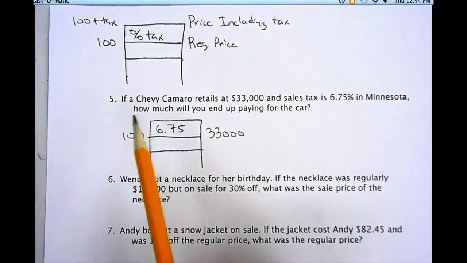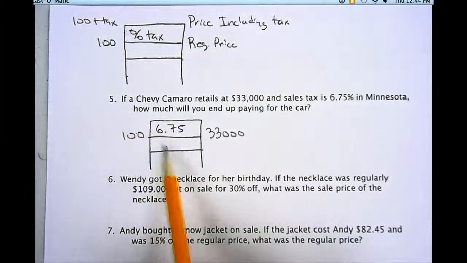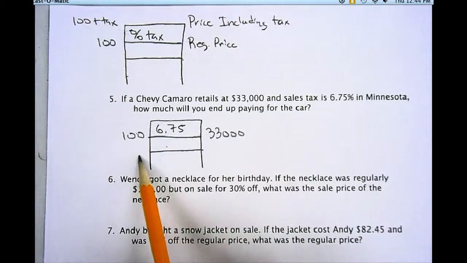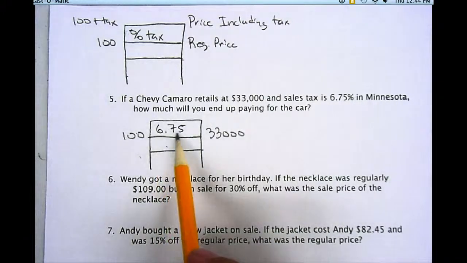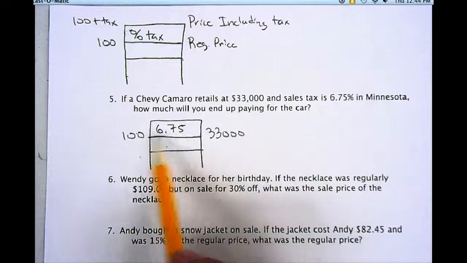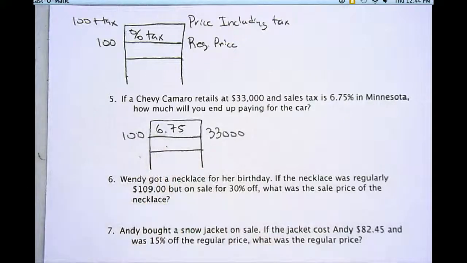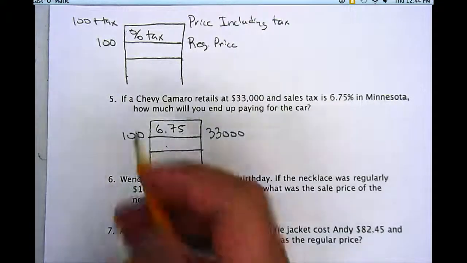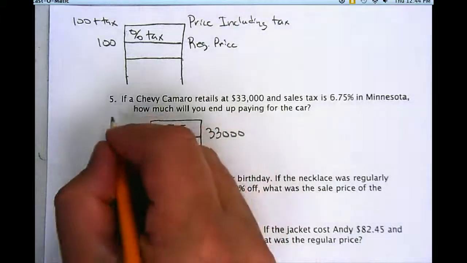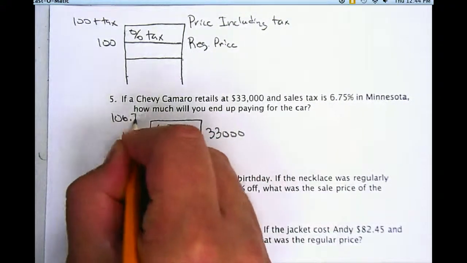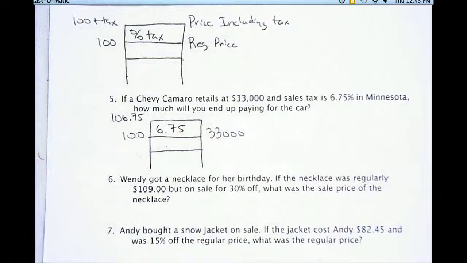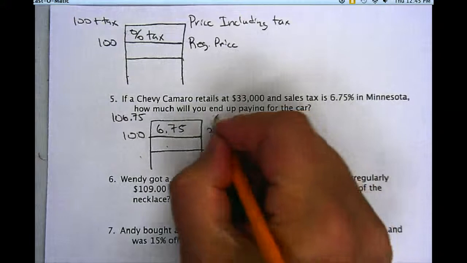Now when it was a percent discount, I took 100 minus this number to find the percent of the regular price that I paid. When it's an increase, like a tax or a tip, I'm going to put that 6.75 up here, and I'm going to add it to 100, because I'm going to have to pay more than 100. That's why it's above it and higher in the thermometer. So 100 plus 6.75 is 106.75. So I'm going to pay 106.75% of the car. And now I'm going to put my x there.